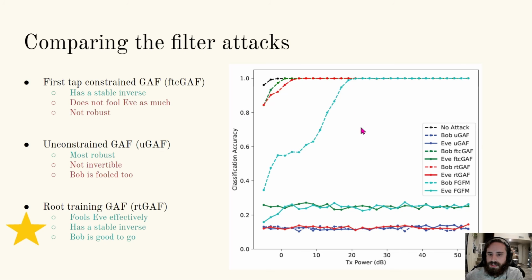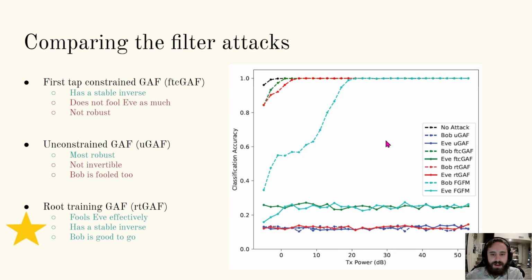And in dashed lines, we see Bob's classification accuracy. Ideally, the dashed lines are very high, which is a good thing. And Eve's classification accuracy, the solid lines, will be lower in the classification accuracy curves. And hopefully, Eve's classification accuracy is always very low. And we will denote the different attacks by color. So black is no attack. When no attack is applied, the classification accuracy is excellent on Bob's end.